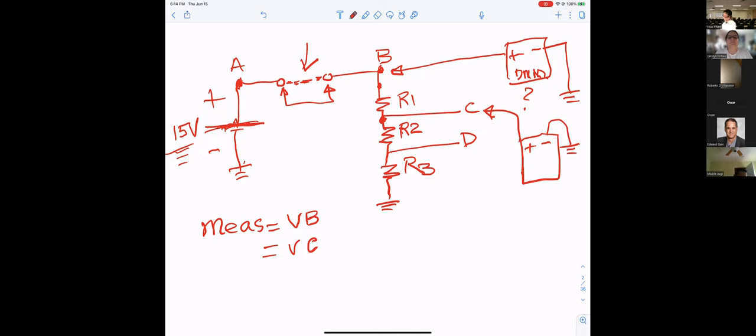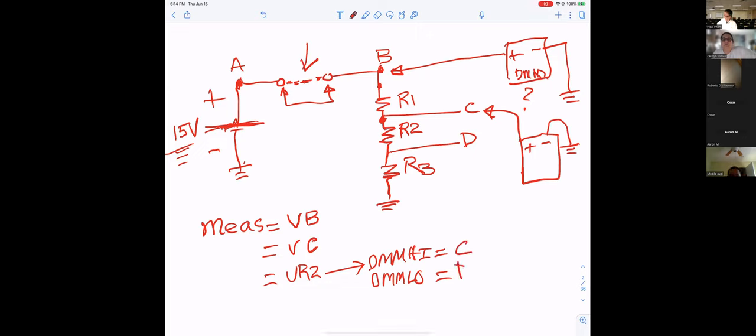However, if I say they want to measure VR2, DMM high connects where, and DMM low? You have to change the meter to read volts and then connect it to C and D. Exactly. DMM high connects to C, DMM low connects to B. Correct? That'll work. Perfect. So if you understand, then basically you can get it done quickly. That is a technician's job.